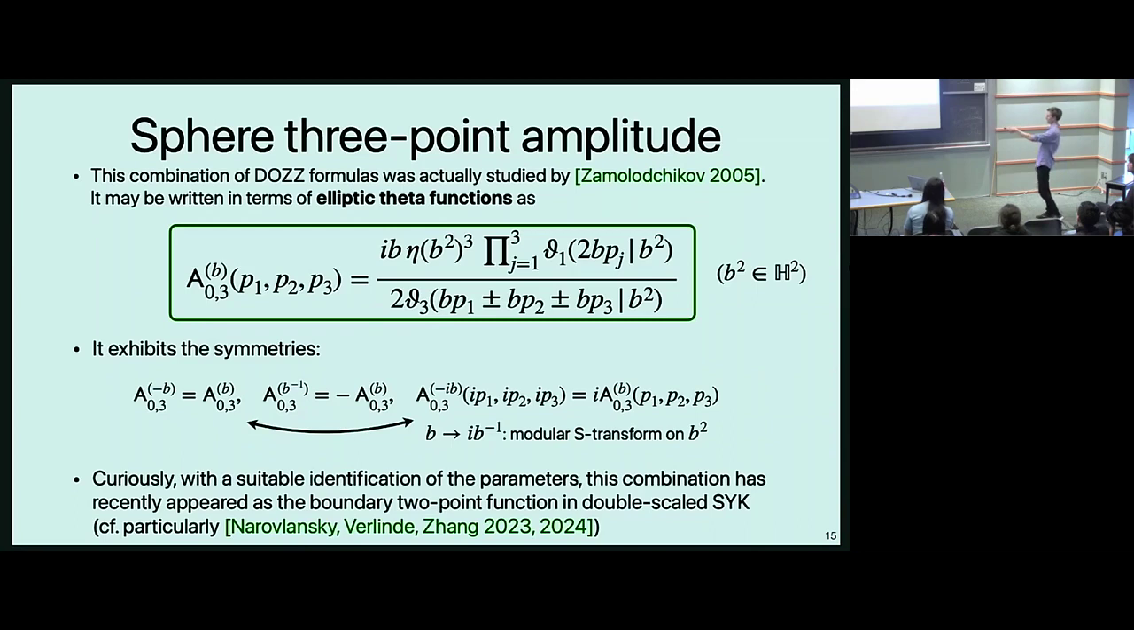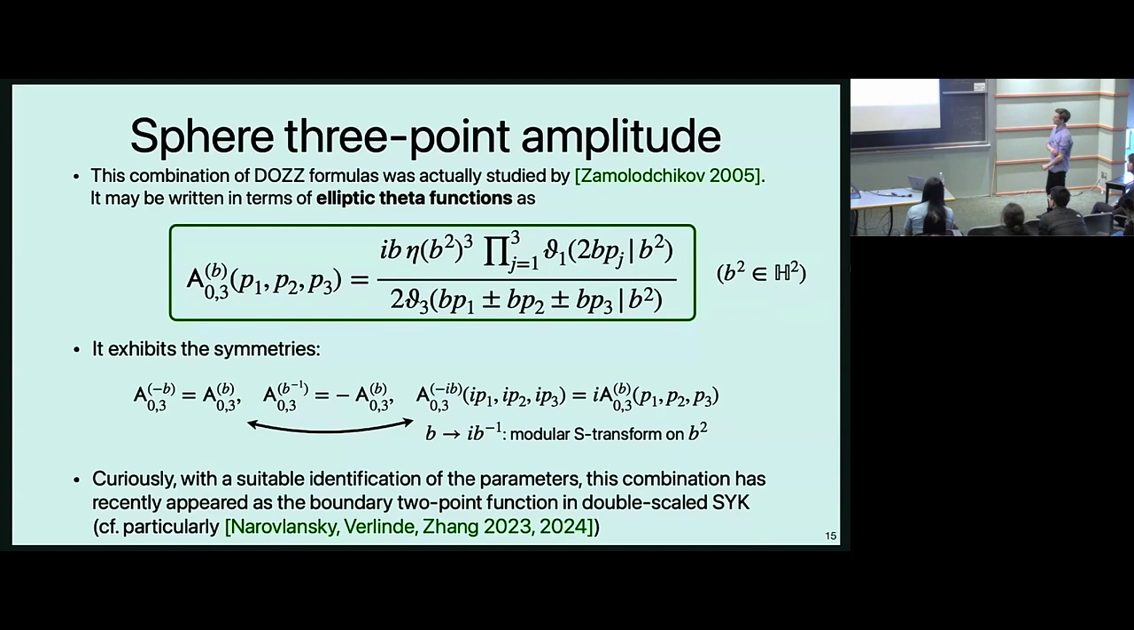And when you combine all of these duality symmetries, you can in fact arrange it so that you take b to i over b. And this realizes the modular S transform on this b squared parameter, under which the transformation properties of the theta functions are, of course, well known.